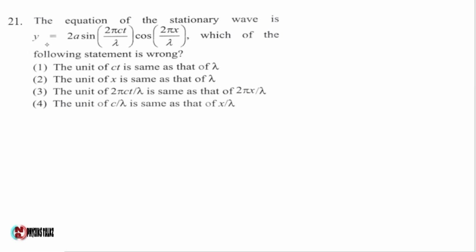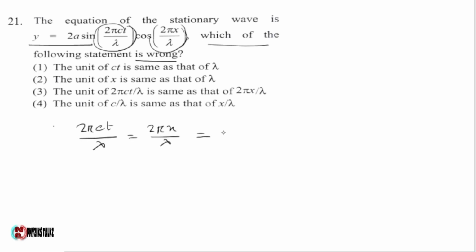Next question. The equation of the stationary wave is given as y equals 2a sin 2 pi ct by lambda cos 2 pi x by lambda. Which of the following statements is wrong? Now we have sine or cosine functions is a dimensionless one and the theta is a dimensionless quantity. So here 2 pi ct by lambda and 2 pi x by lambda are dimensionless.